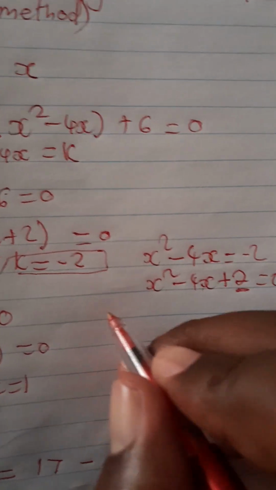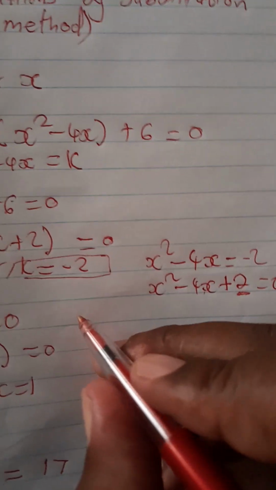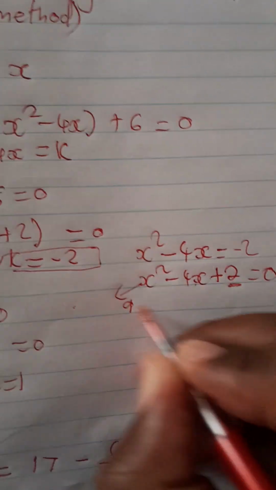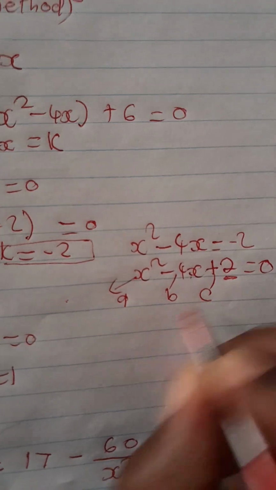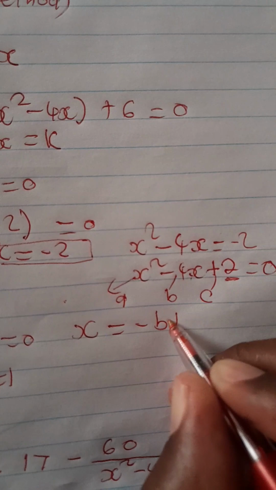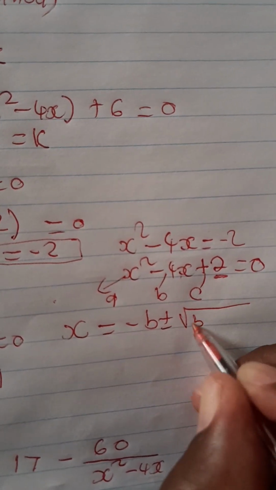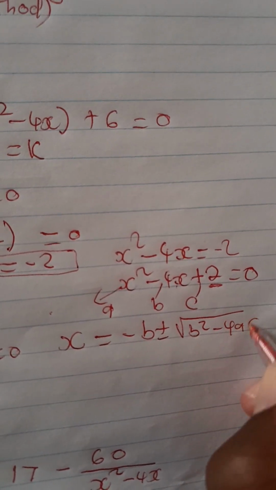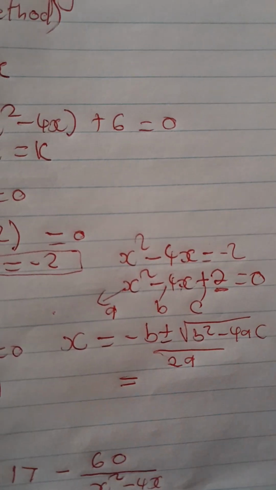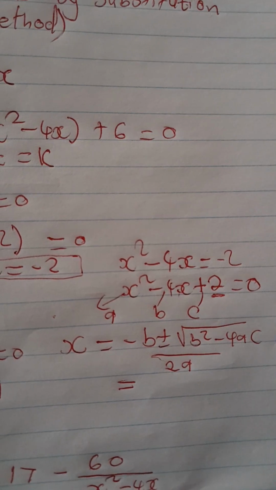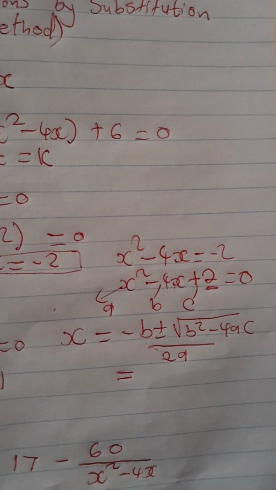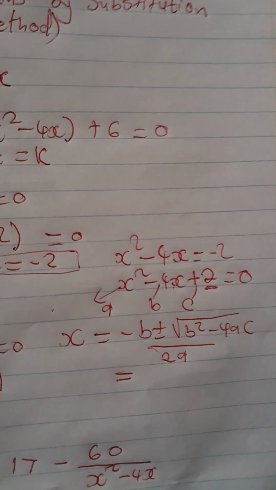So the best way will be completing the square, or we can use the quadratic formula. But I prefer to use the quadratic formula. So this is a, this is b, and this is c. So let's apply the quadratic formula. x is equal to negative b plus or minus root b squared minus 4ac divided by 2a. I advise that before you start watching the video, kindly pause it and do the question, and after that you check the solution.